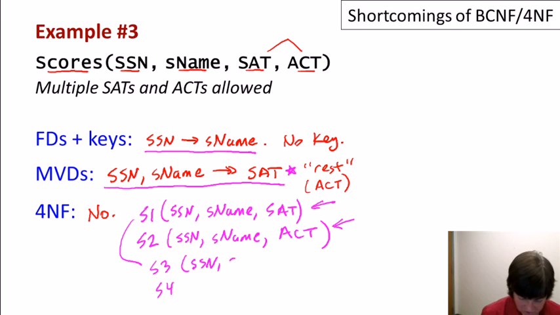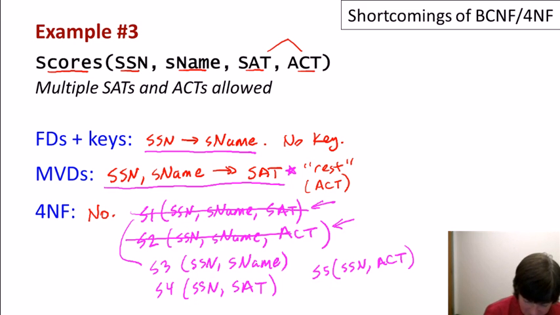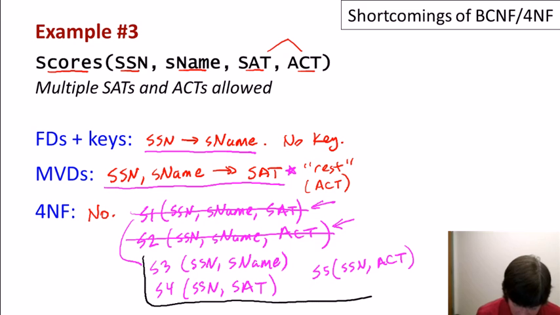S3 will contain the Social Security number and student name, and S4 will contain the Social Security number and the SAT. And similarly, we need to split S2, and that will give us S5, which contains the Social Security number and the ACT score. And so now we've gotten rid of S1 and S2. And just in case you're getting confused, at this point, this is our final schema.